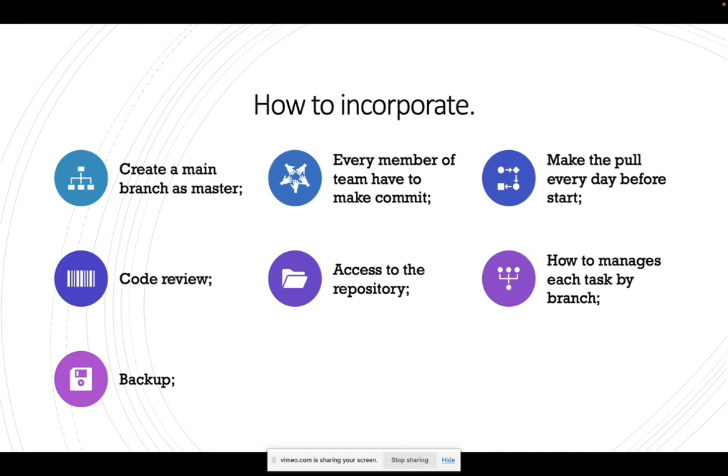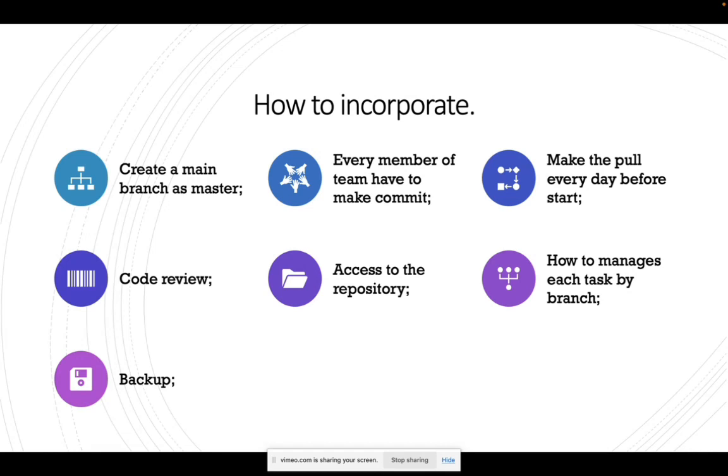Code review: all the members of the team have to check each other's code and identify problems if there are any. This ensures the quality of the code. As for access to the repository, all the members have to create their repositories as private, and just the members of the team have access to those repositories, nobody else.